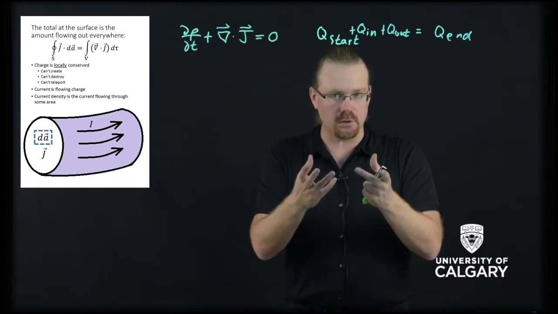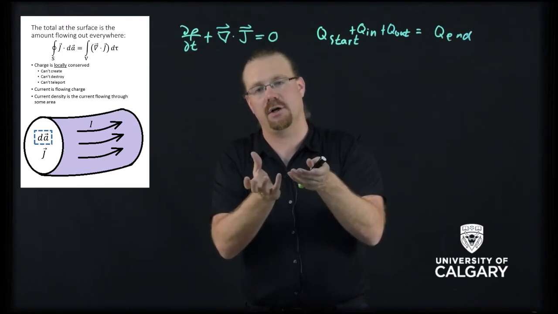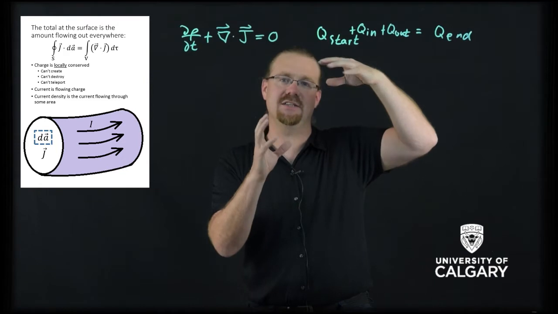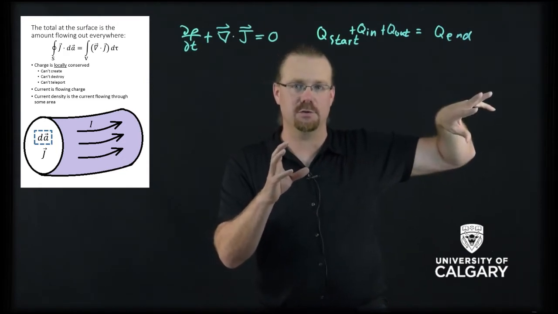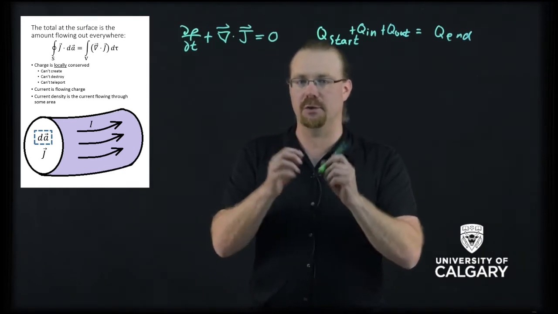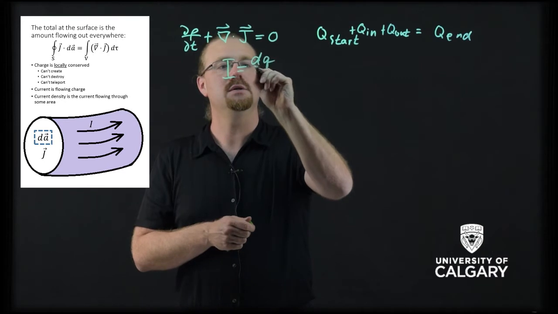Charge is locally conserved, which means that if you put a region of space, a box that contains some charge, the total amount of charge inside that box has to stay the same unless some current flows out. Current, specifically, is flowing charge. So we can say that I, which is our current, is equal to dq dt.